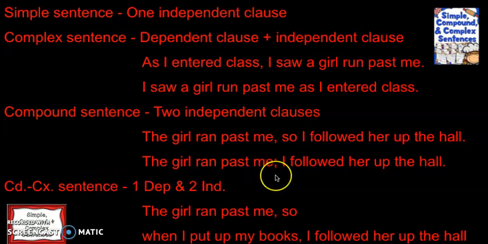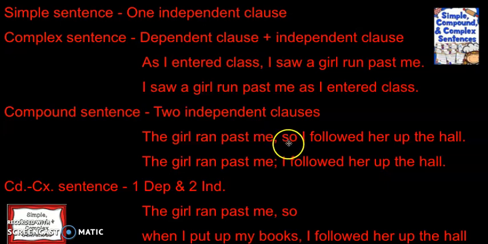The girl ran past me; I followed her up the hall. And truthfully, it could be any of the three ways that you connect independent clauses: with a semicolon, with a comma and a FANBOYS conjunction, or with just making it two sentences in the first place.